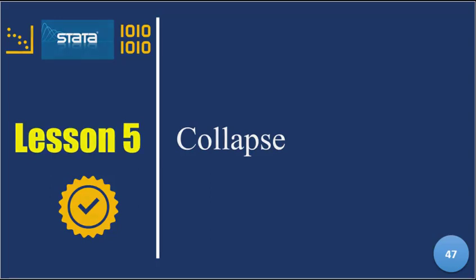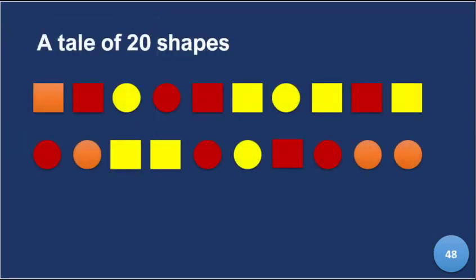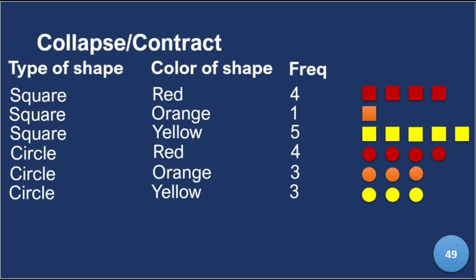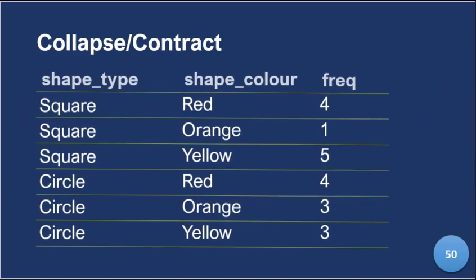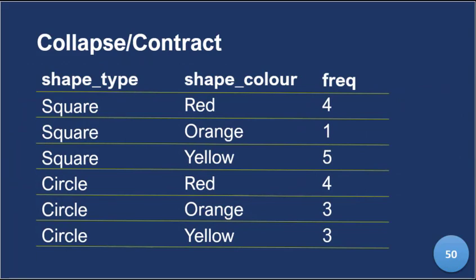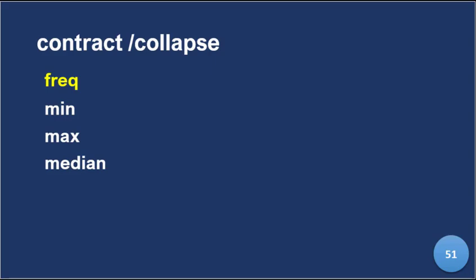We had already talked about this table of 20 shapes, so we're not going to waste time with them. We've already also established how we can use collapse or contract, but in particular we are focusing now on collapse because we had mentioned that it had some other features. So there's a variable called shape type, a variable called shape color, and there was frequency. Now frequency was one of the things that we got easily for collapse and contract. But there are two other, or three other measures.